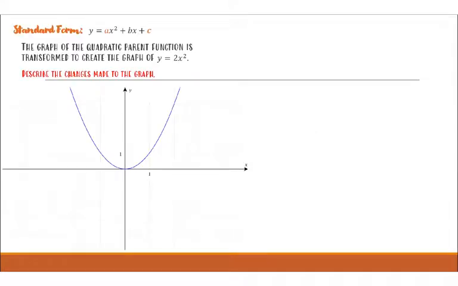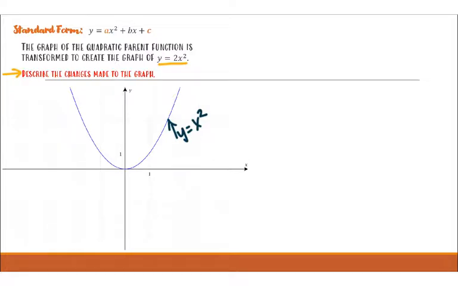In our first example, we're given the graph of the quadratic parent function on the coordinate grid, which is the equation y equals x squared. And it's telling us that we are transforming this to create the graph of y equals 2x squared. And our task here is going to be to describe the changes that we made to our quadratic parent function.